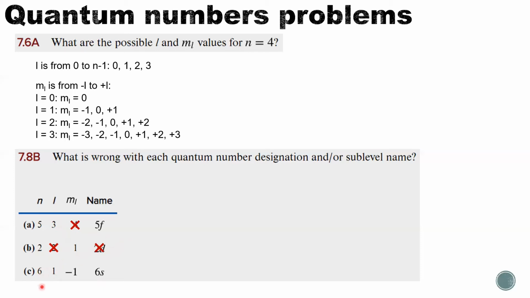Let's look at the last set. When n equals 6, L is 0 to n minus 1, so it can be 0 to 5, so that's good. And then mL can be -L to +L, so -1 is also good. For the name, well, 6 corresponds to n, but when L equals 1, the corresponding name is p, okay? When we count, L starts from 0, not 1, so it's 6P. That's wrong.